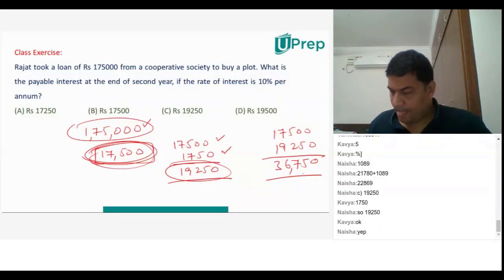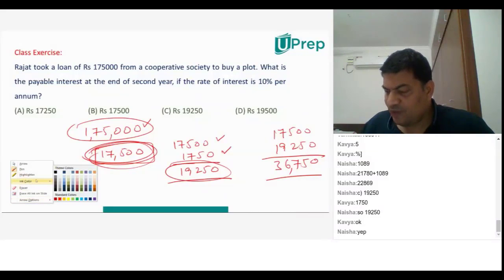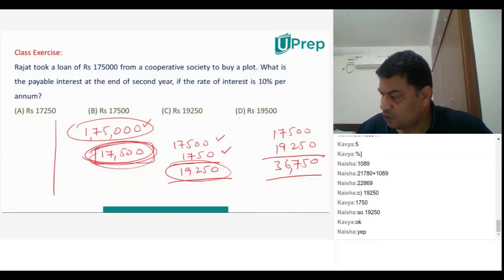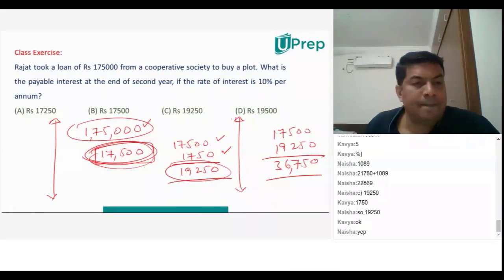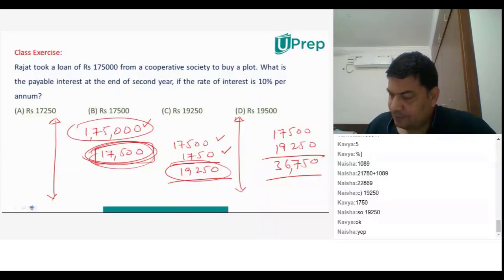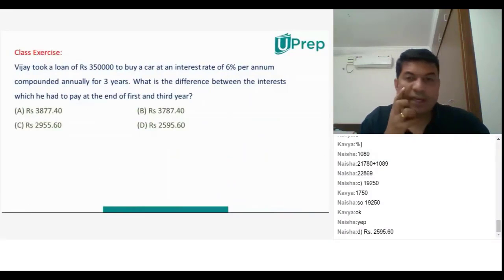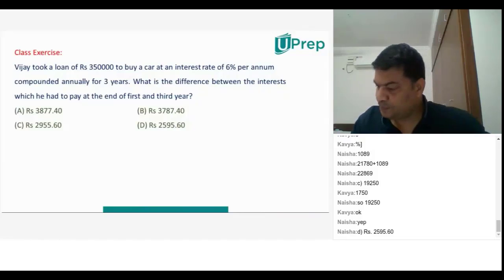Yeah. So what's the other way to solve this? So for this question, this is the best way to solve what we did just now. This part is the best way to solve this problem for the given question and the options given to you. Okay, good. Let's go ahead. Good. Naisha, would you like to explain?